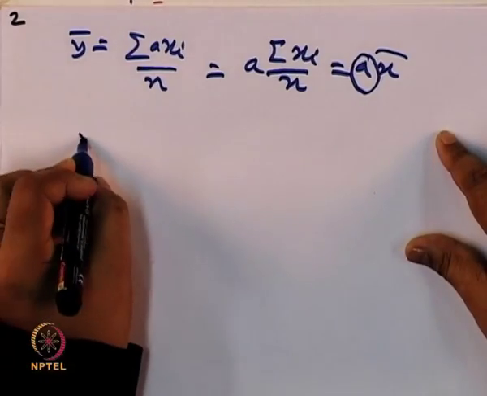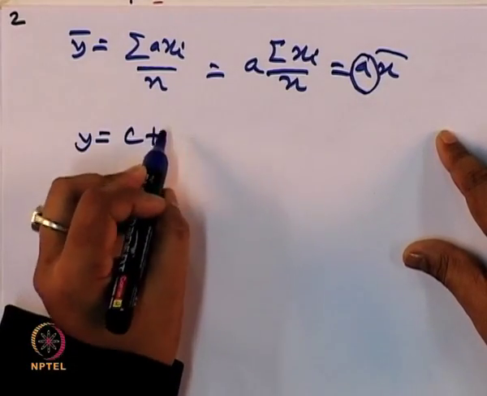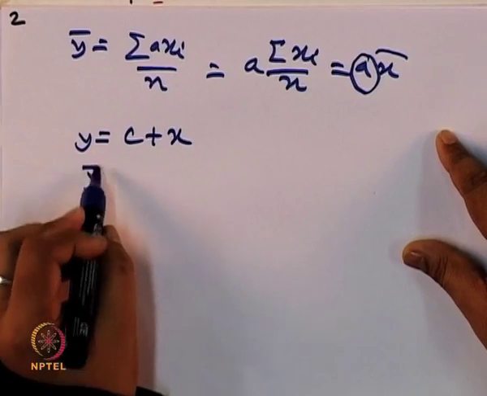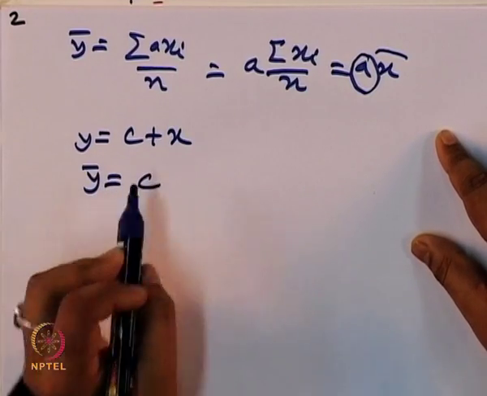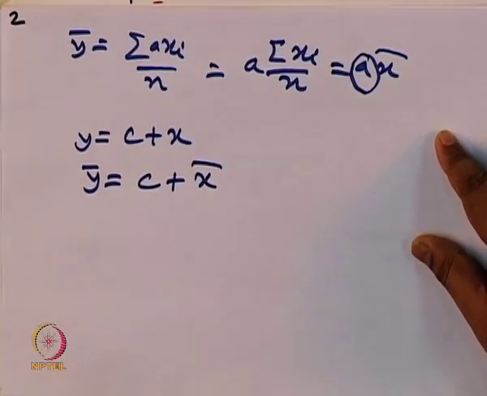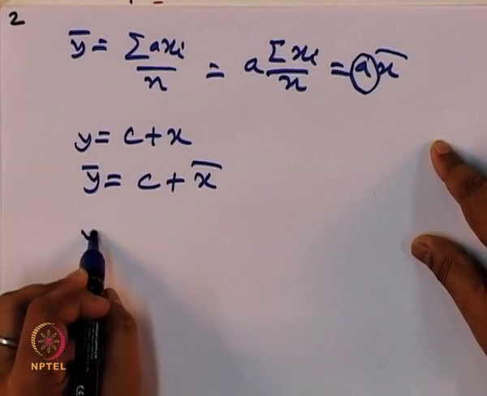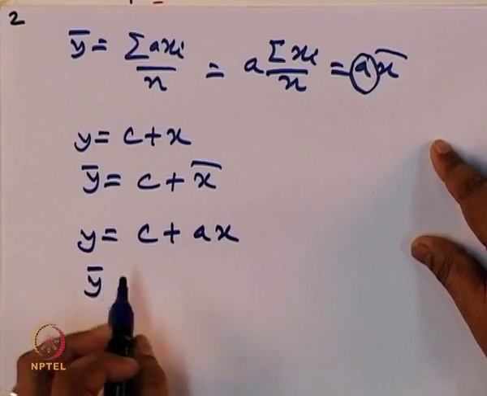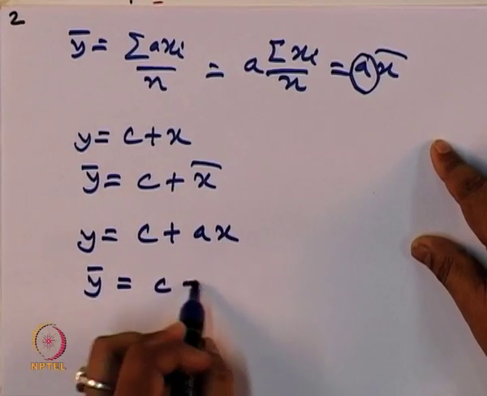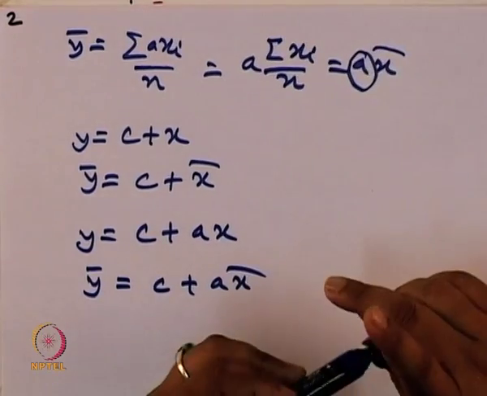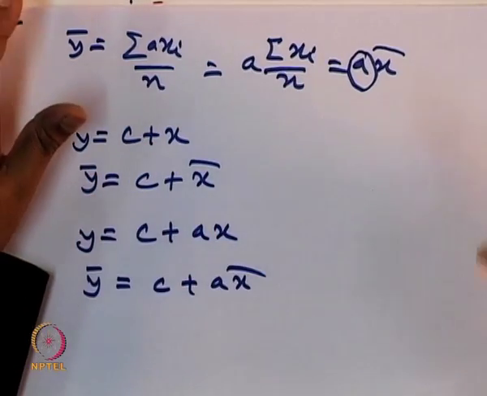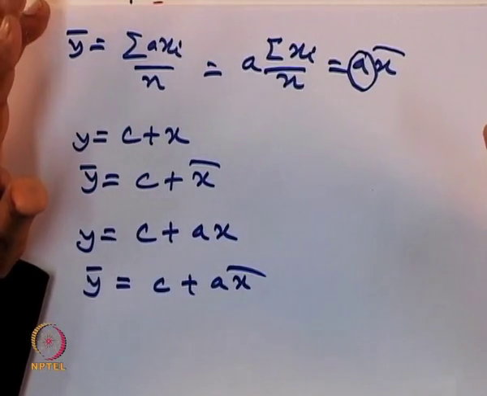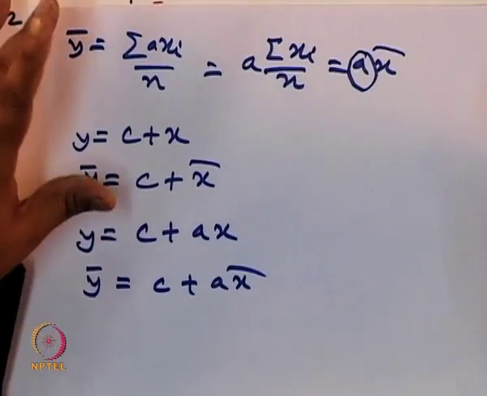In the case of y is equal to c plus x, then y bar is nothing but c plus x bar, since the average of a constant is a constant. The third case, the general case, when y equals c plus a x, gives me the formula y bar is equal to c plus a x bar. Okay. So, these transformations are particularly helpful when we are doing things manually by hand.